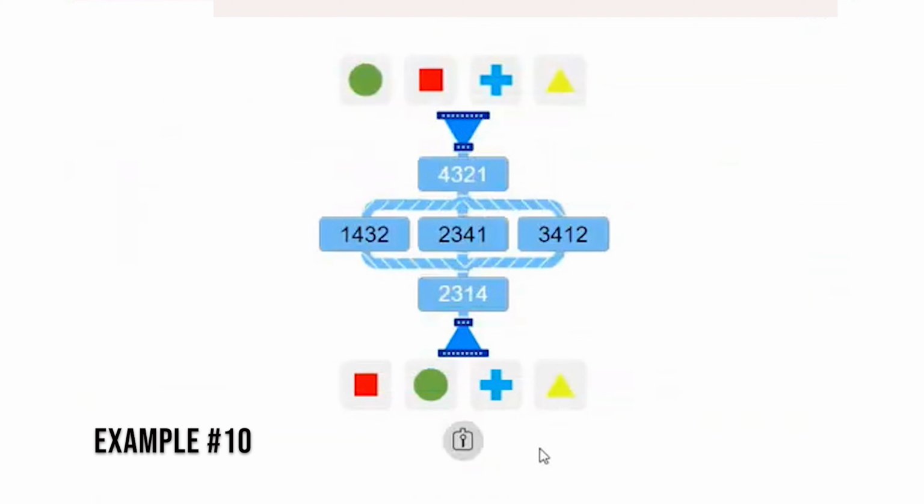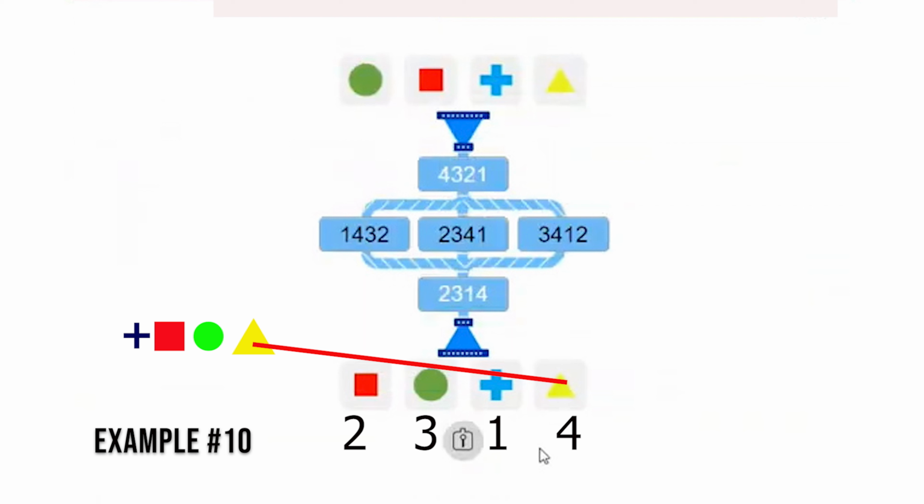Here we'll have to start both from top and bottom together. So let's start with the bottom. So assign the answer: square gets 2, circle gets 3, plus gets 1, triangle gets 4. Rearrange them in the numeric order now. Plus, square, circle, triangle. Do the same to the above row, the question row. Assign numbers in the numeric order. Circle gets 1, square gets 2, plus gets 3, triangle gets 4.